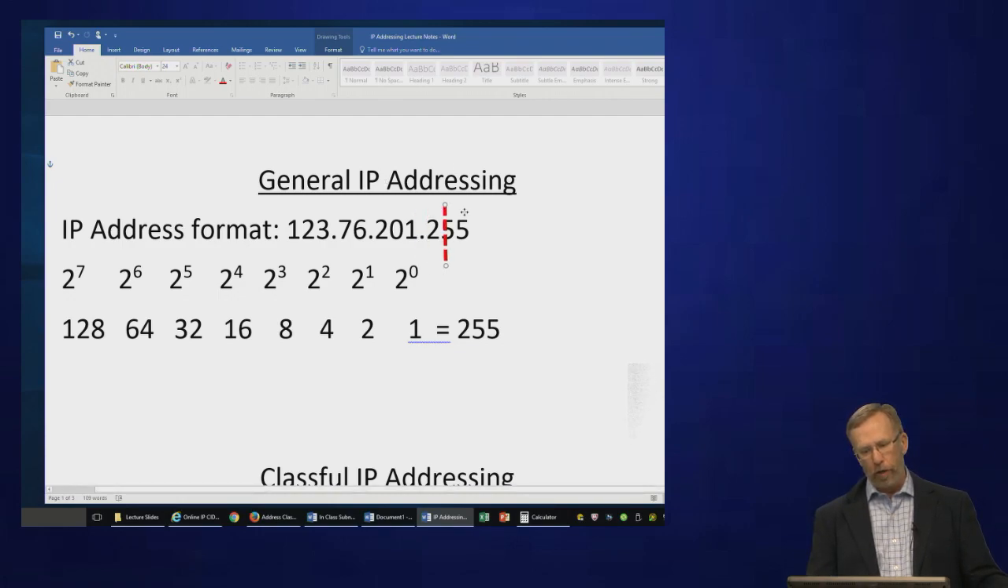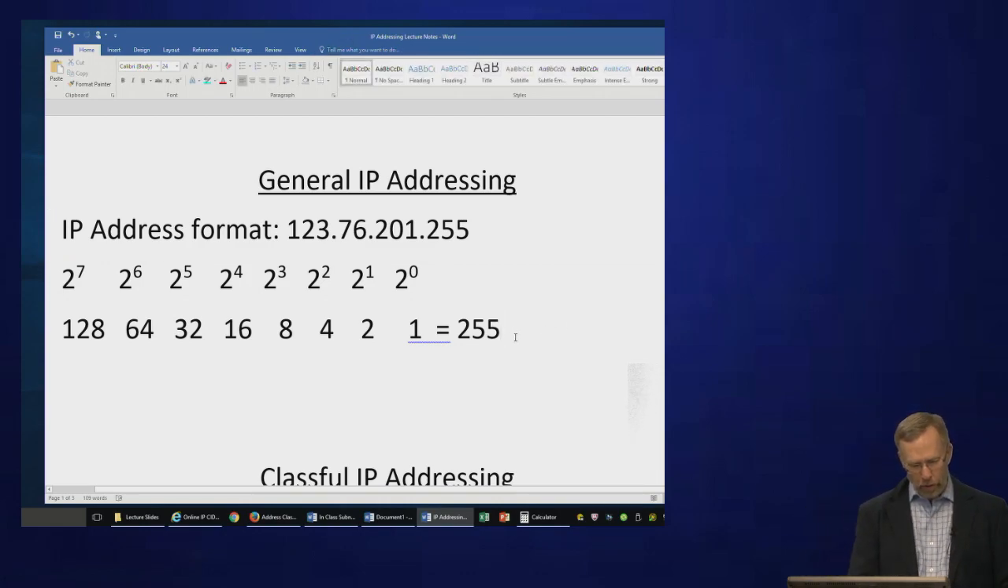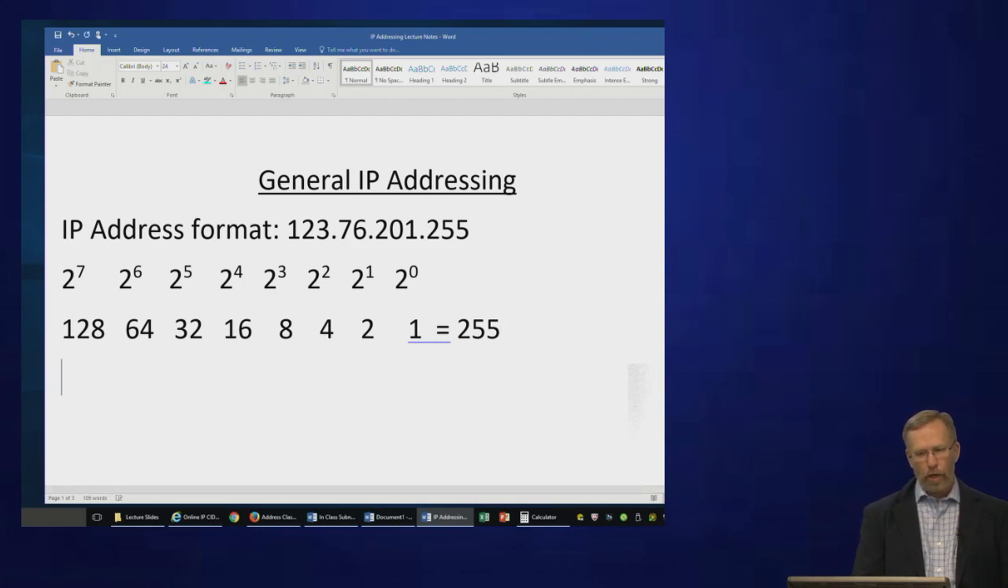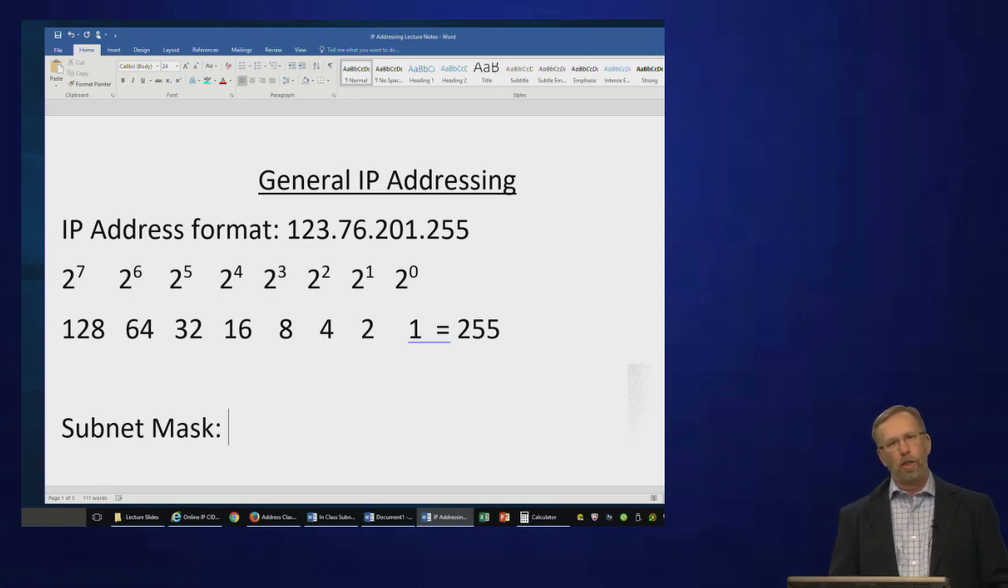So if we have a varying number, how do we know what that number is? Well, we use another component in conjunction with the IP address, and that's called the subnet mask. And the subnet mask is going to be in one of 2 formats. We see it in either dotted decimal format, or we can see it in binary. And so let's look at an example of each one of those.